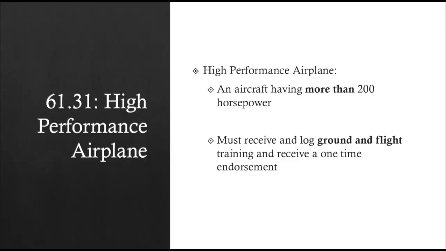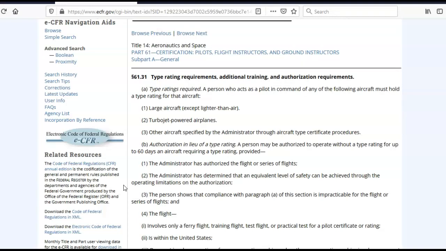61.31 states that you must receive and log ground and flight training in a high-performance airplane and receive a one-time endorsement from a flight instructor in order to be qualified to fly a high-performance airplane. Let's just take a quick look at FAR Part 61.31 for type ratings and additional training and authorization requirements.